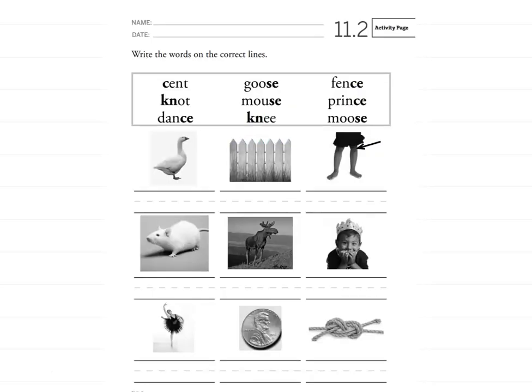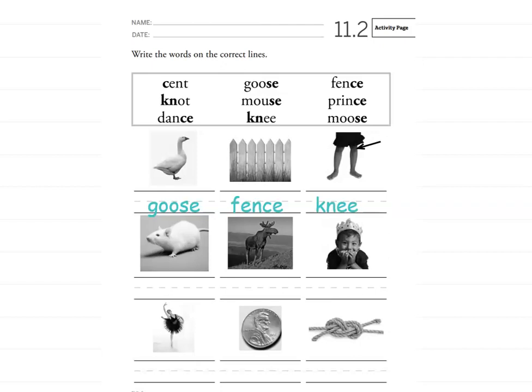Go ahead and get your name and today's date on this page. We're going to read the words in the boxes and then write them on the pictures. The first picture is a picture of a goose. Next, we have a fence. The arrow is pointing to someone's knee.